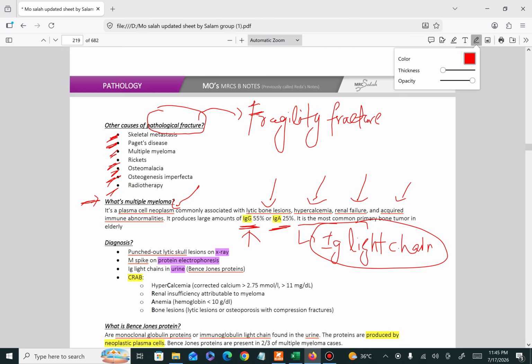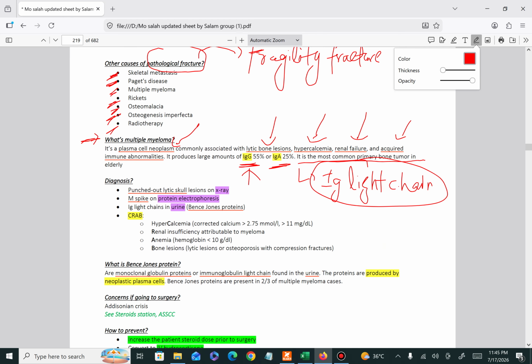It is the most common primary bone tumor in the elderly, so it mostly affects the elder population, more than 50 or 60 years of age. How will we diagnose it? Diagnosis can be done as follows.